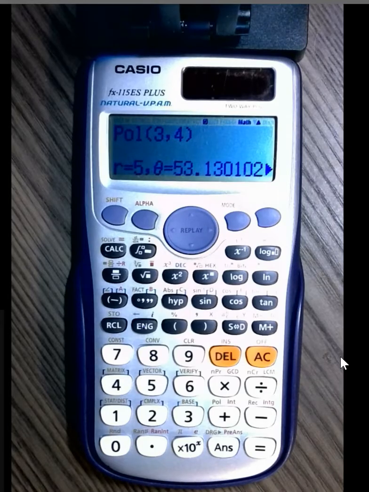So that's going to give you 5 at an angle of 53.13 degrees. Of course, if you have the calculator set up in radians, it's going to give you the angle in radians.